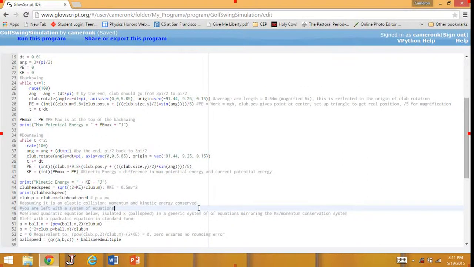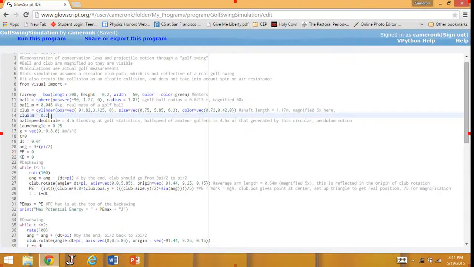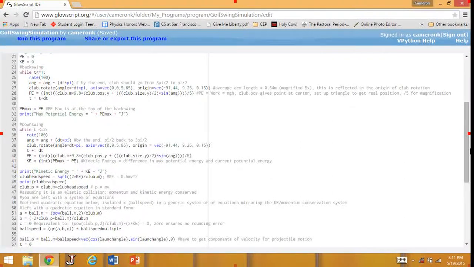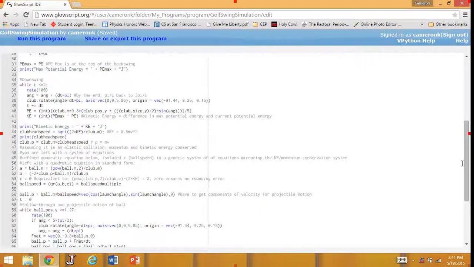So it's simple, you can just plug it into ball from alpha, but to solve it independent of the specific values. So looking up here, if I wanted to change the mass of the club, for example, you have to set up a general system of equations and then isolate x, and you're left with a complicated quadratic equation in standard form with a lot of variables, but most of them are constants except for a, and they're constants that have been defined earlier in the program.